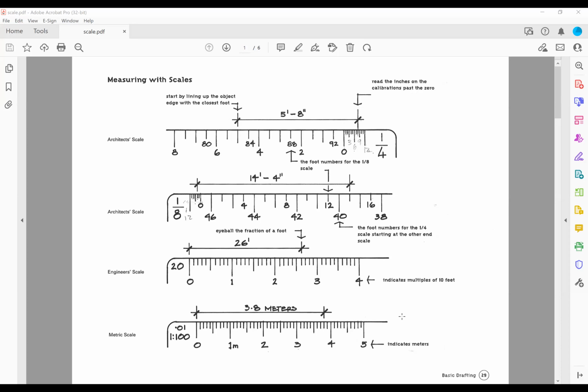Okay, all right. So I hit record and I'm going to be talking about scale and how to use your scale bar, which is essentially that ruler that everybody has bought, that triangular ruler. And we're asking you, especially for this assignment, to use a metric scale.